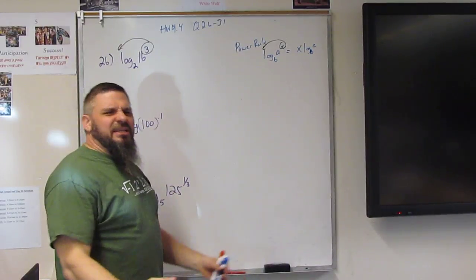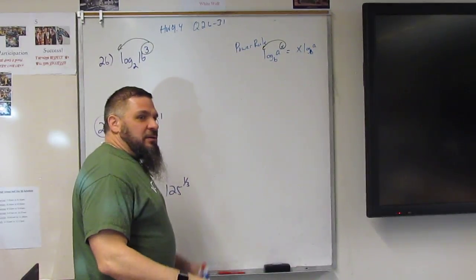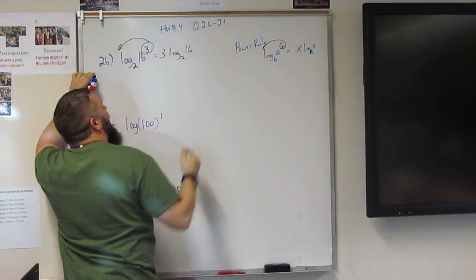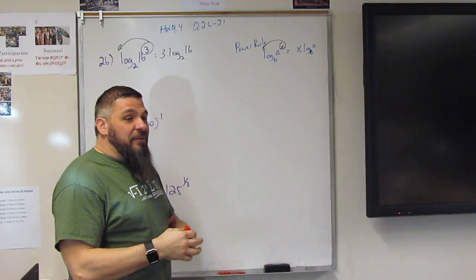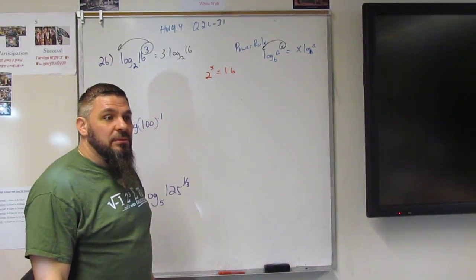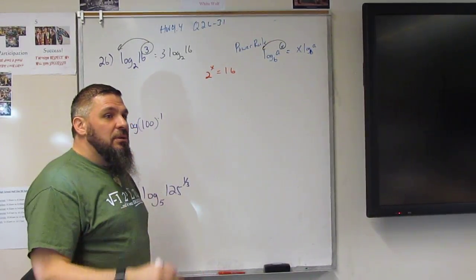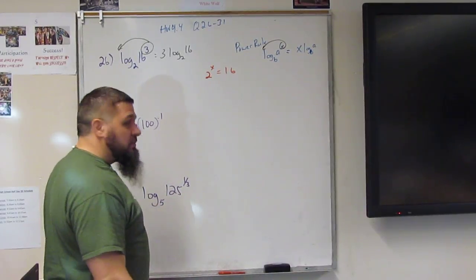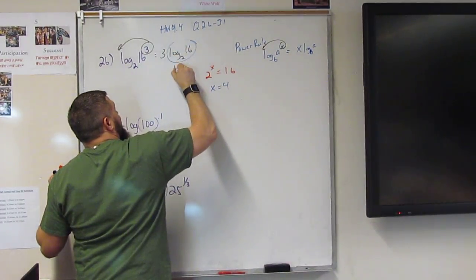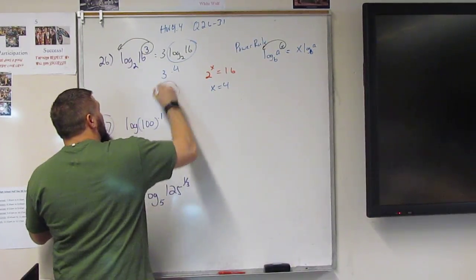Instead of q being 16, you feel me? It's like, that's a big number. 16 times 16 times 16. I don't have to do that. 3 times the log base 2 of 16. Now we can think about this for a minute. 2 to what power is equal to 16? 2 to the 1? No, that would be 2. 2 to the 4? I think so. So this is 4. What's 4 times 3? 12. Done.